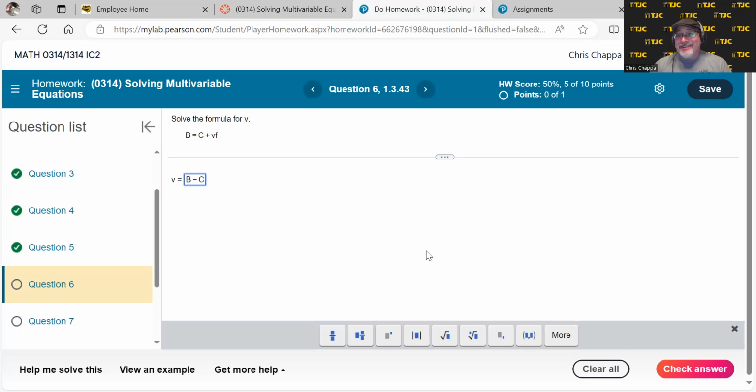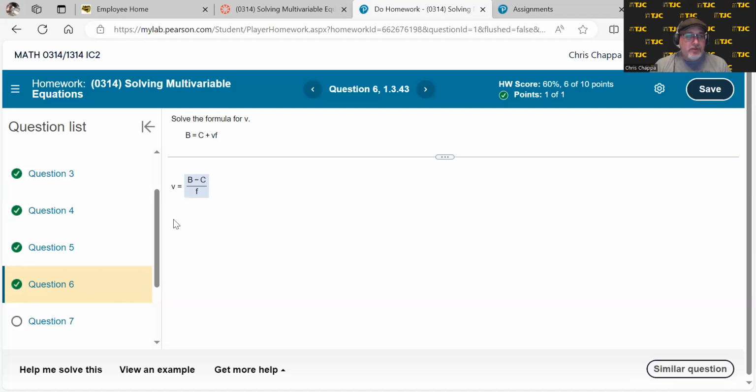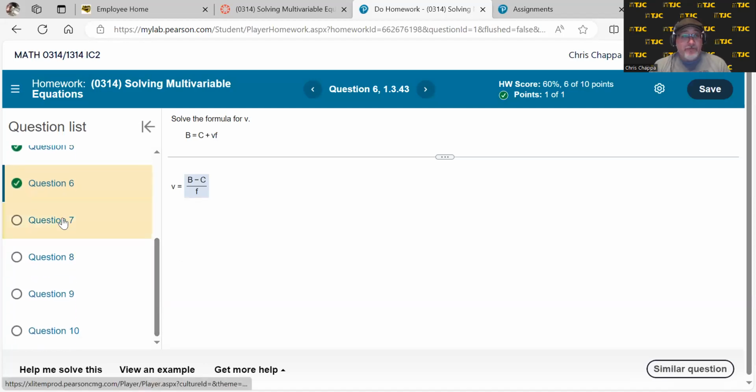to get this B minus C in the top of a fraction, I can highlight it, click the fraction, and it will default it to the numerator. All right. 4 left. We're going to go through all of them.